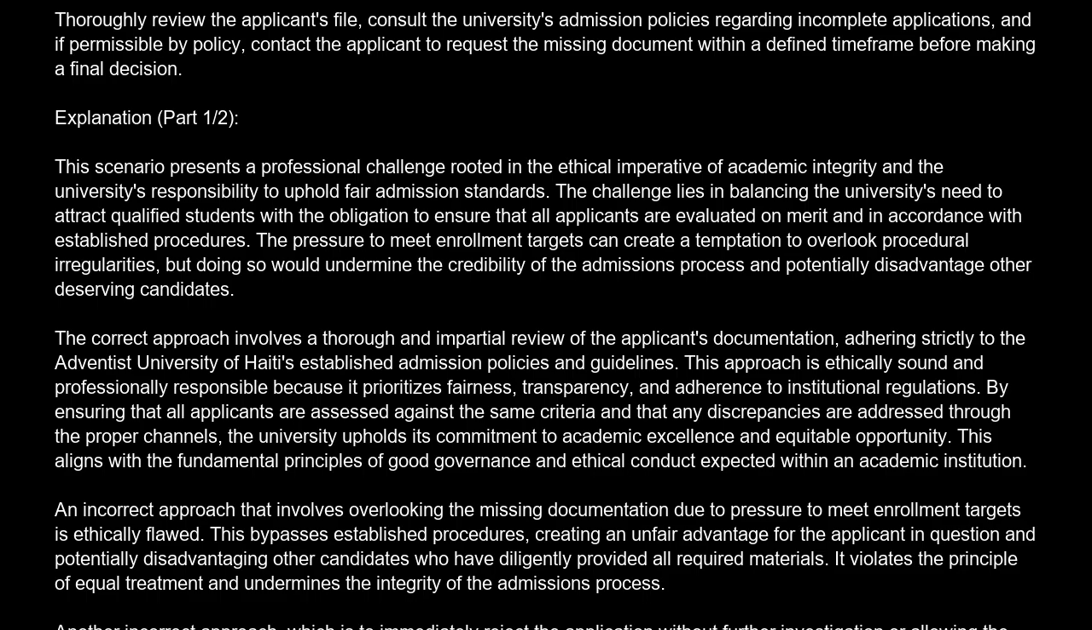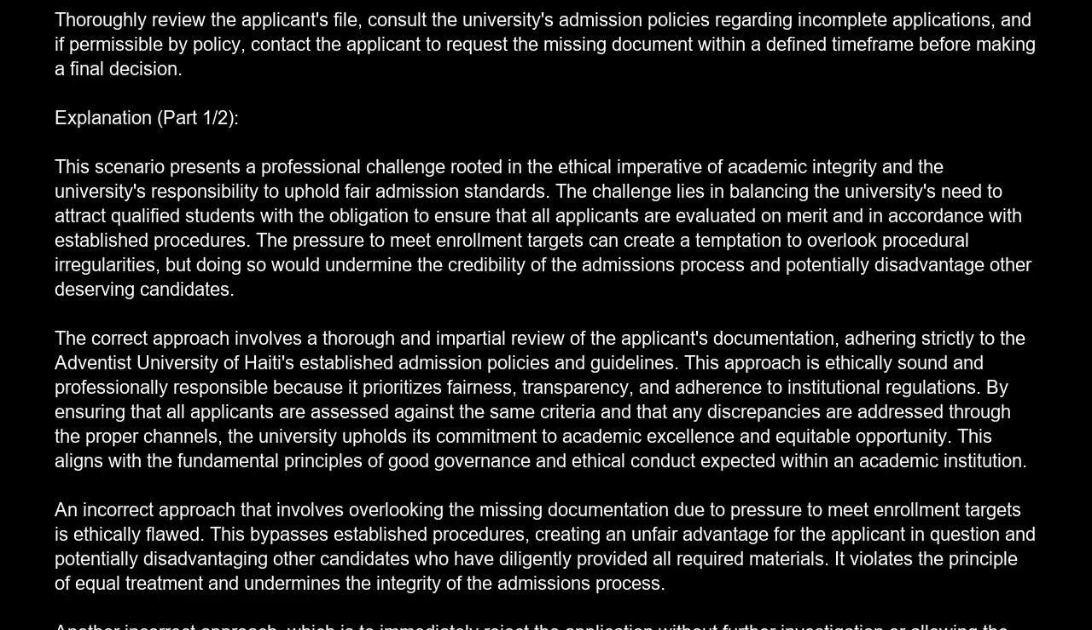The correct approach involves a thorough and impartial review of the applicant's documentation, adhering strictly to the Adventist University of Haiti's established admission policies and guidelines. This approach is ethically sound and professionally responsible because it prioritizes fairness, transparency, and adherence to institutional regulations. By ensuring that all applicants are assessed against the same criteria and that any discrepancies are addressed through the proper channels, the university upholds its commitment to academic excellence and equitable opportunity. This aligns with the fundamental principles of good governance and ethical conduct expected within an academic institution.